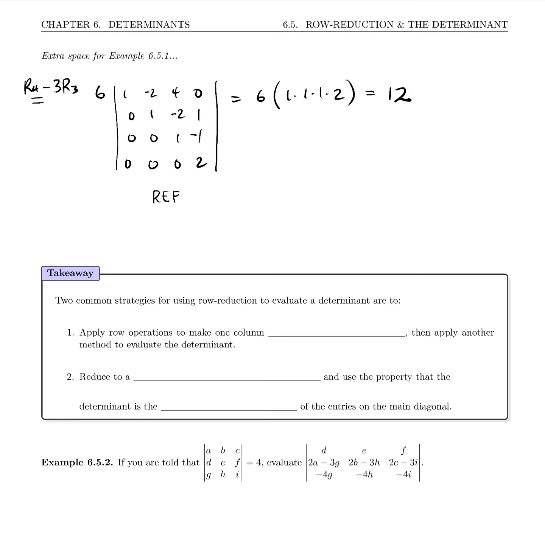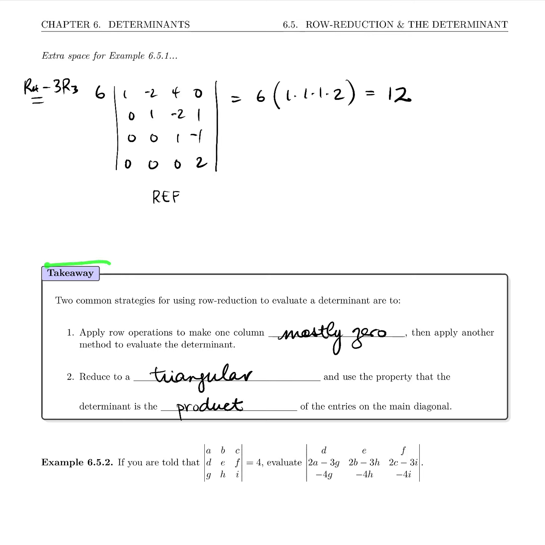Takeaway: 2 common strategies for using row reduction to evaluate a determinant are, well, method 1 that we did was to apply row operations to make one column mostly 0, to zero out most of it, and then apply another method like cofactor expansion or Sarrus's rule to evaluate the determinant. The second method that we saw was actually to reduce to, well, we did REF, but in fact any triangular or diagonal form would do, and use the property that the determinant is the product of the entries along the main diagonal.